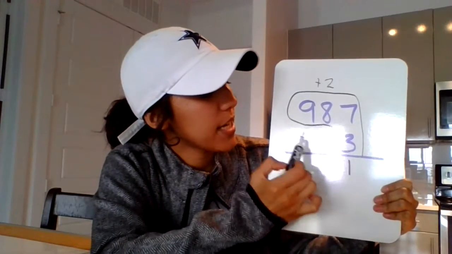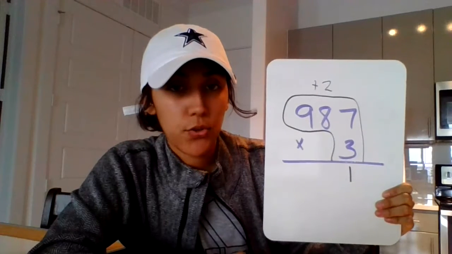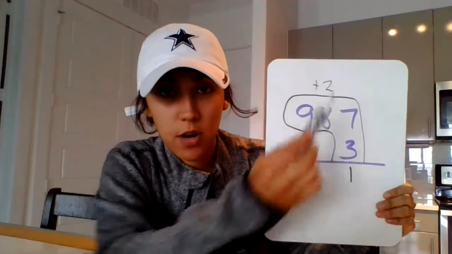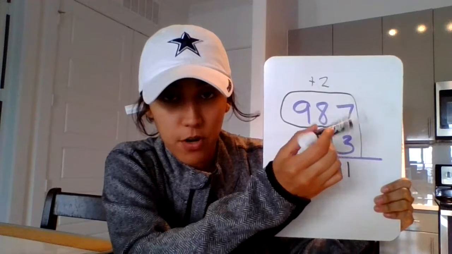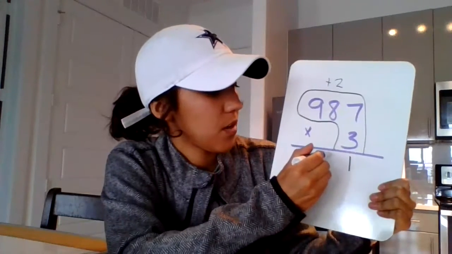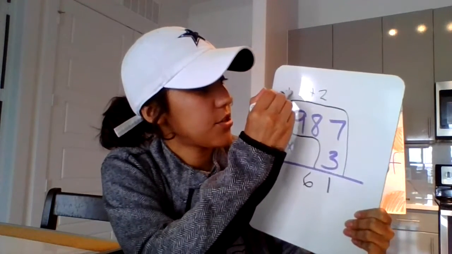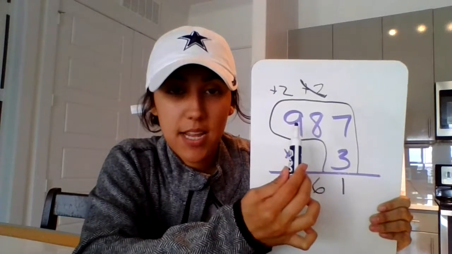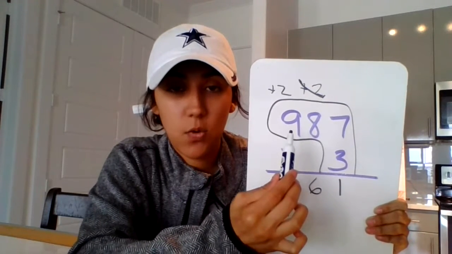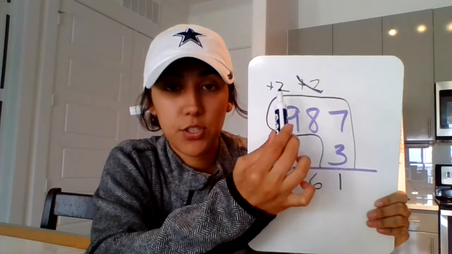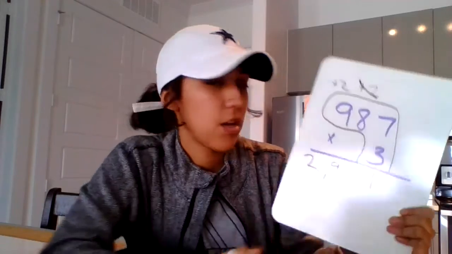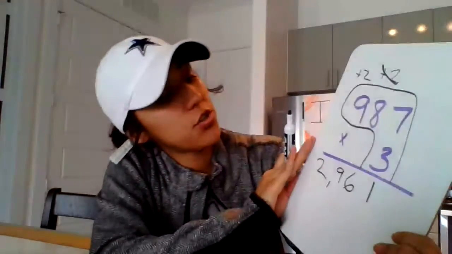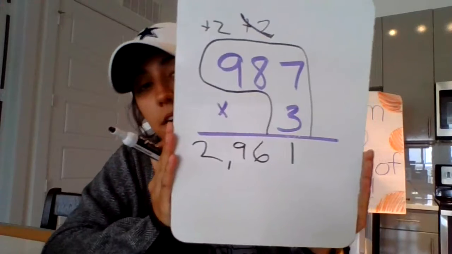Now we're going to do 3 times 8. 3 times 8 equals 24, plus the 2, 24, 25, 26. Drop the 6, carry the 2, and we're going to cross out that other one because we're done with it. And last, 3 times 9. 3 times 9 equals 27, plus 2, 28, 29. Your final answer is 2,961.